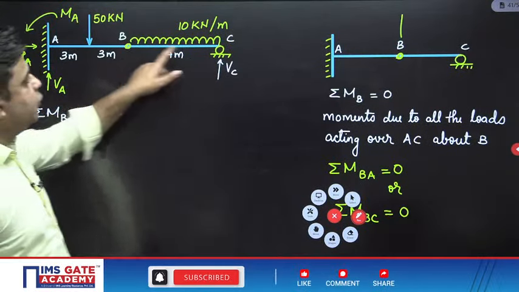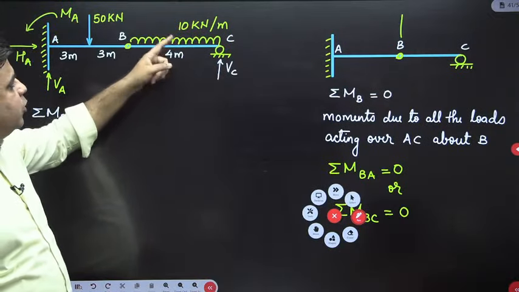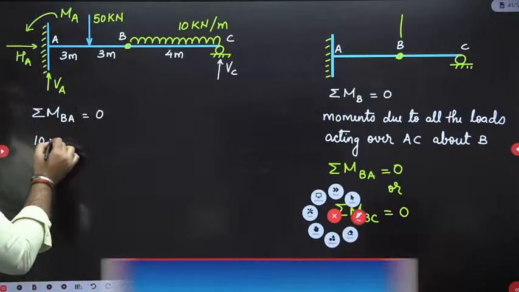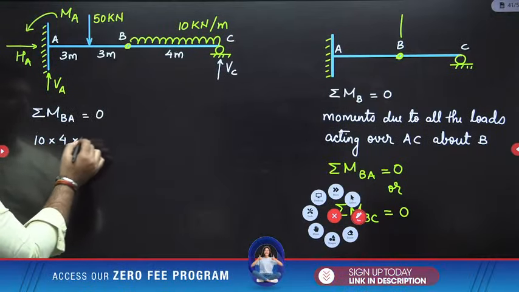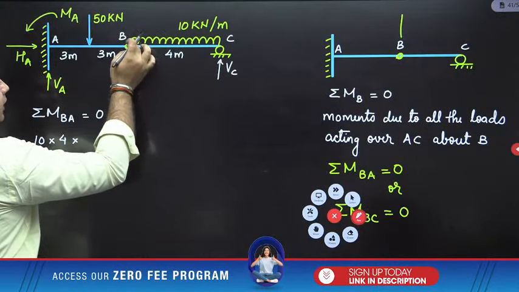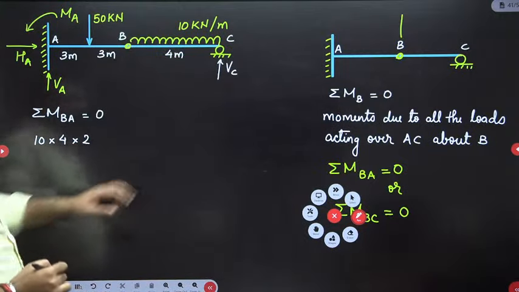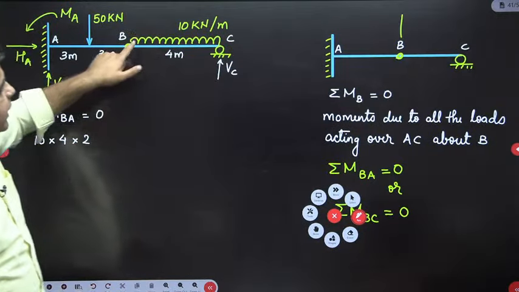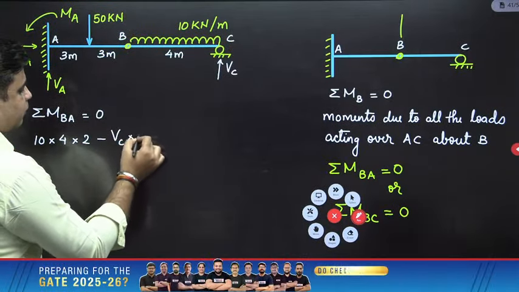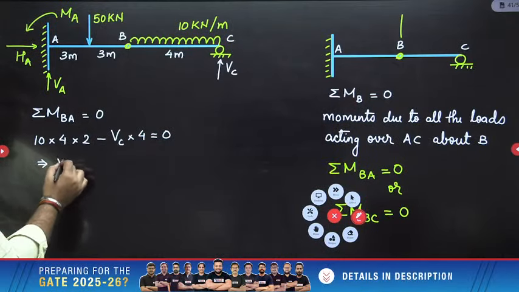First you will have a clockwise moment due to this UDL. The value of this moment will be 10 into 4, which is the total load, multiplied by the distance between the CG of this UDL and point B, which is 2 meters. So into 2, that is your lever arm. Now this VC will give you the anticlockwise moment about B. The value will be minus VC into 4. So the value of VC will come out as 20 kilonewton.